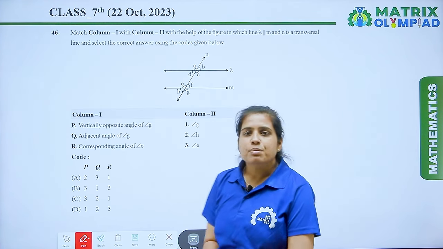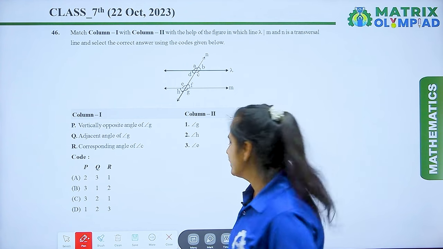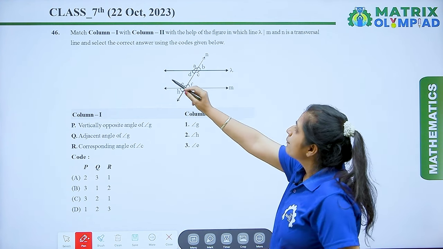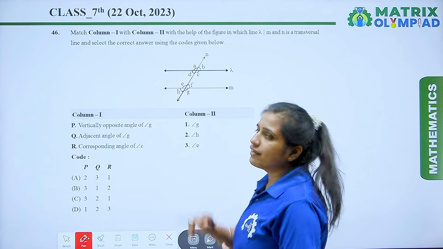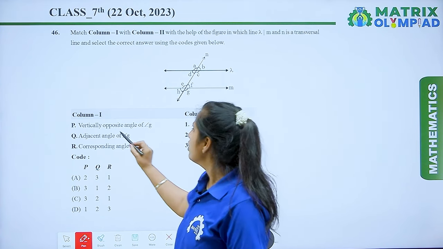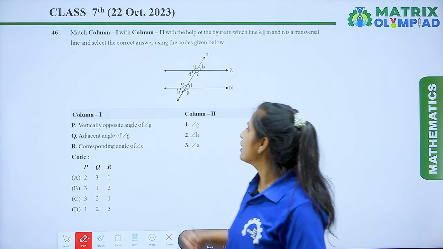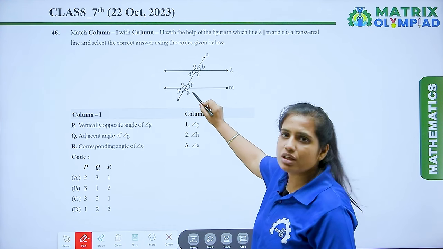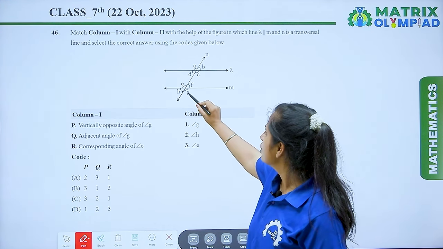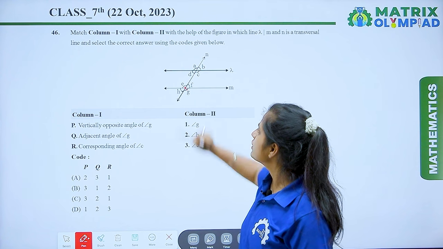Now, the next match the column is in question number 46. So, here, parallel lines are given to us. And here, we have to find out the vertically opposite angle of angle G. So, here, the vertically opposite angle is angle E.